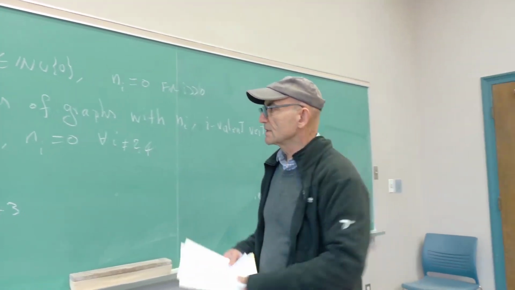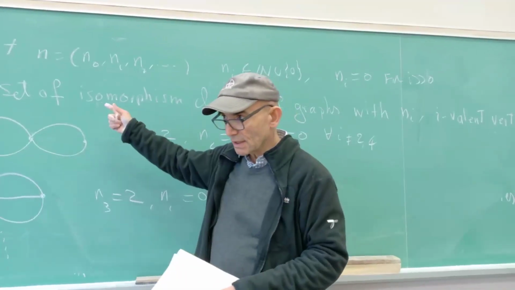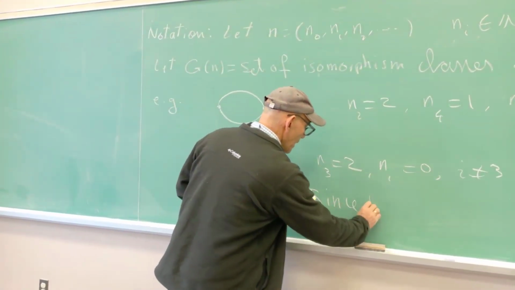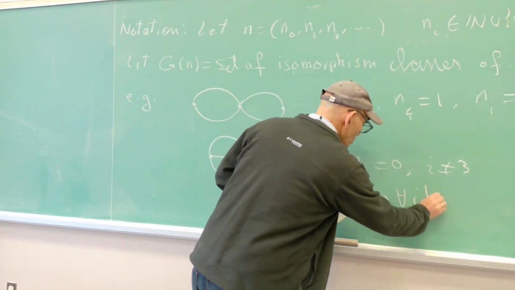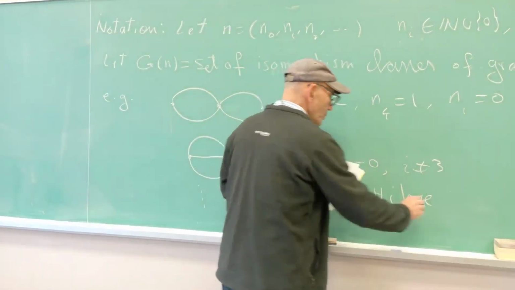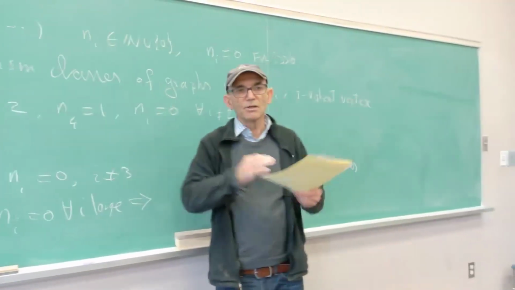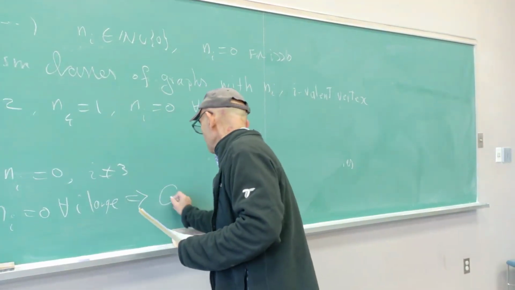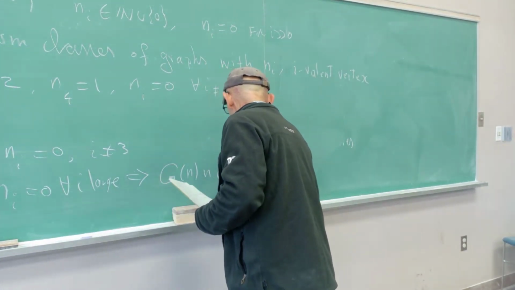One thing I want you to notice is that this set G_n is finite. This is a finite set. So I just say like this, since n_i is equal to 0 for all i large, this implies that actually the number of vertices is going to be finite and the number of such graphs is also finite. Implies that G_n is a finite set. So this is important.